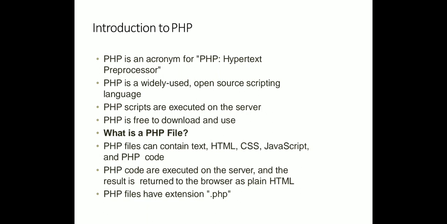Then what is a PHP file made up of? PHP files can contain text, HTML, CSS, JavaScript and PHP code. It is not only limited to HTML code or only PHP code. It can be a combination of all these languages or contents. As PHP code is executed on the server, the result is returned as a web page, like your HTML code. PHP files have the extension .php.